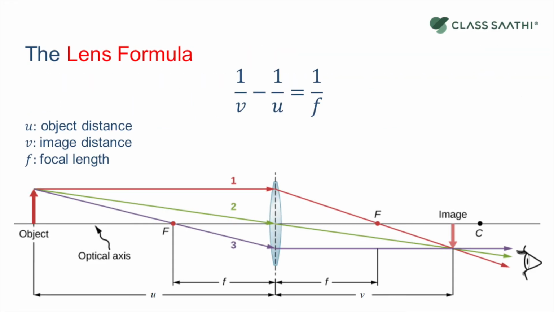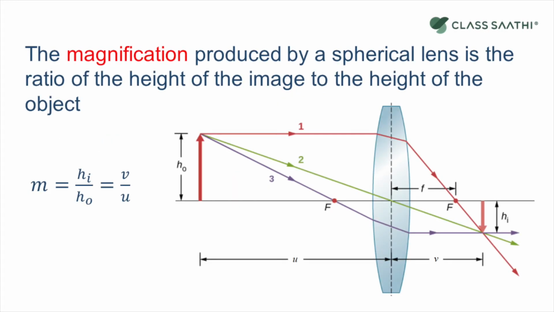Refraction also occurs in lenses, and the governing equation for lenses is the lens formula, which is 1 by v minus 1 by u is equal to 1 by f. And this is relating the object distance, image distance, and focal length. All these quantities are marked in the figure shown below. For lenses, the magnification again is m, which is equal to hi by ho, which is equal to v by u, that is, the ratio of height of image to the height of object.